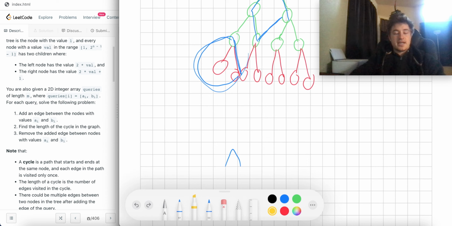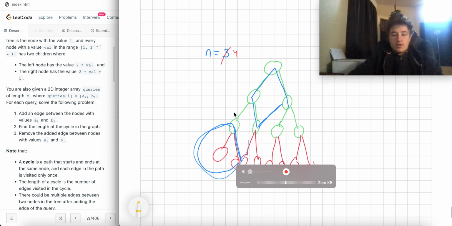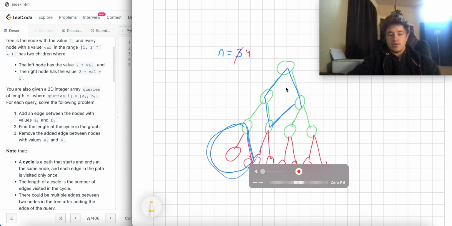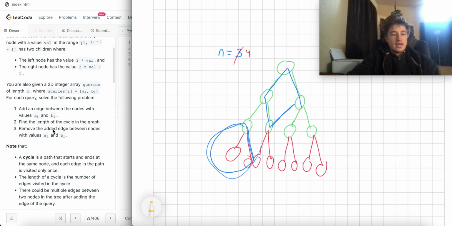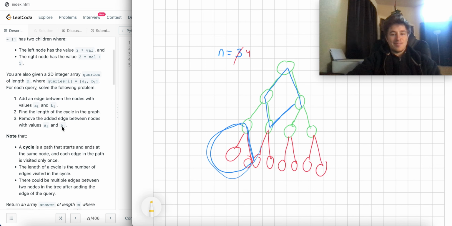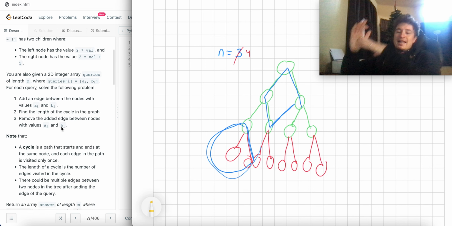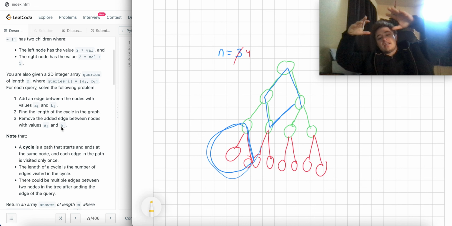Okay, so this is basically saying if I add that edge, what's the length of that cycle, right? Because when I added a link from here to here, it created a cycle of 1, 2, 3, 4, a cycle of length 4 between these two nodes, right? And then remove the added edge between nodes with values AI and BI. So that's essentially saying we add the edge, we figure out how long the cycle is, and then we remove it.